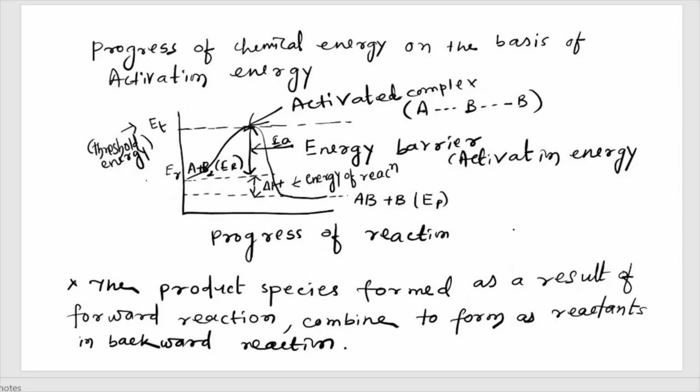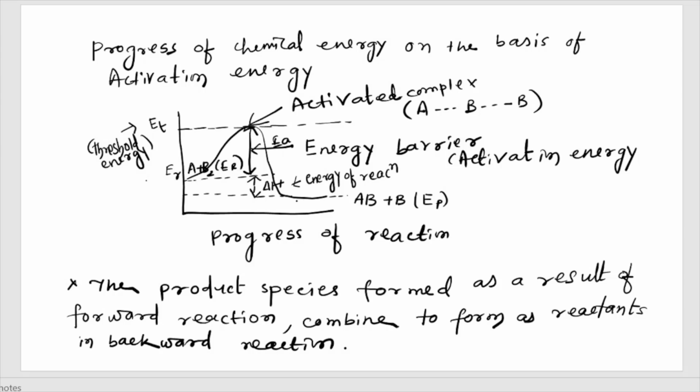Now the progress of a chemical reaction on the basis of activation energy. How is the activated complex formed? We are not talking about exothermic or endothermic. We only see how the reaction progresses with the help of activation energy, and how the activated complex or transition state is produced. In this diagram, E_T is called the threshold energy, and this is the activated complex, also called the transition state, A...B...B. E_R means the energy of reactants, and E_P means the energy of product.